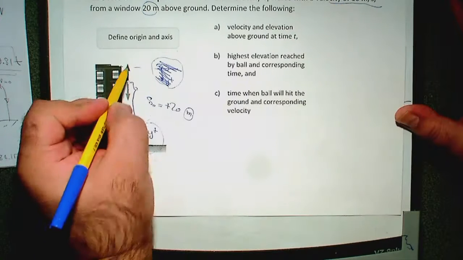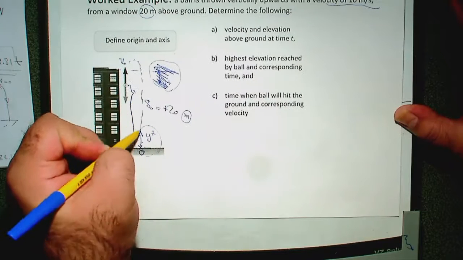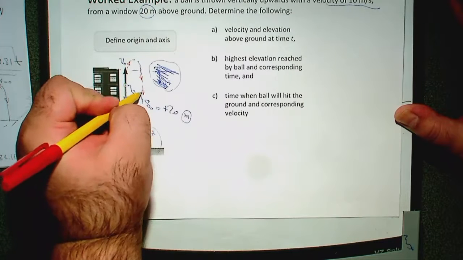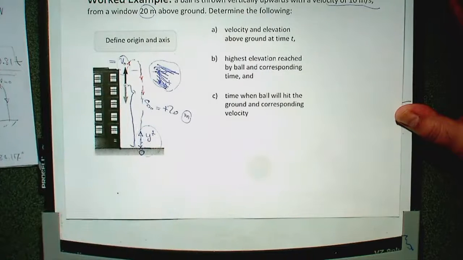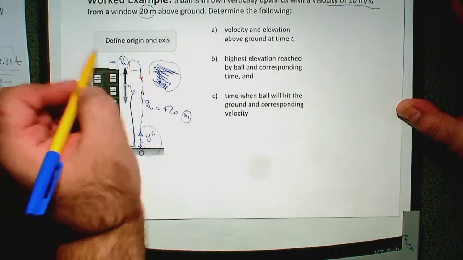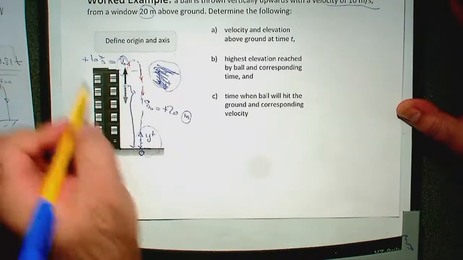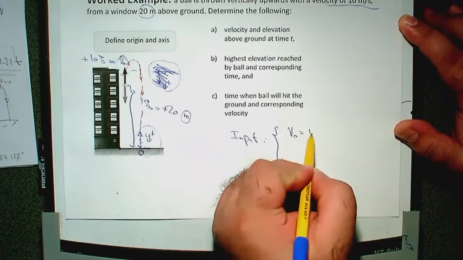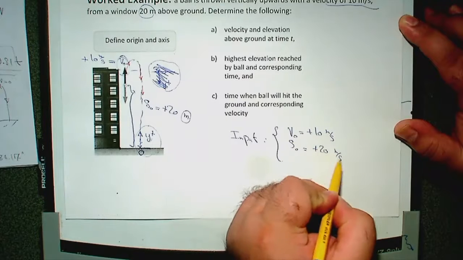Initial velocity is upward. It goes like this. This is your parabolic motion. First goes up, then down. Then V naught is positive or negative? The magnitude is 10, and based on this sign convention it's positive. Okay, my input: V naught is plus 10 meter per second, S naught is plus 20 meter.